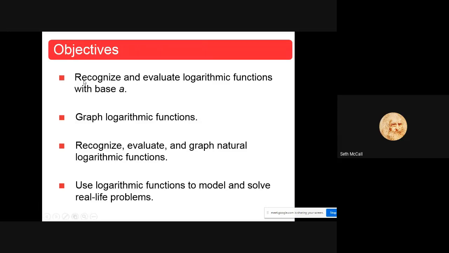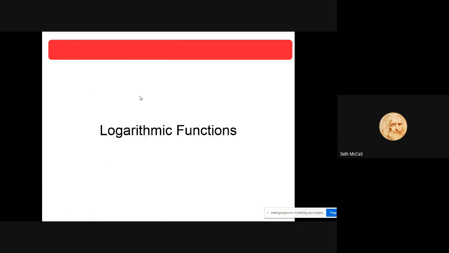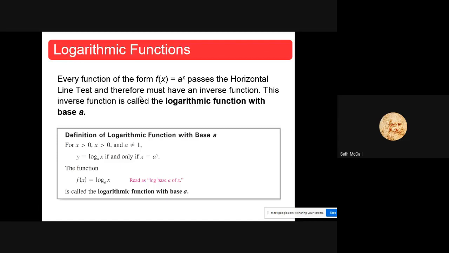These are the objectives that we're going to cover in this chapter and section. Today, we're going to recognize and evaluate logarithmic functions with base A. That probably doesn't mean much to you yet, but hopefully after listening to this it will make a little bit more sense to you. There's a lot of math jargon on here.